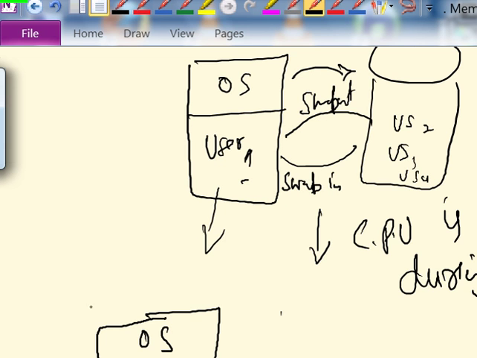And this is your user area. This is your buffer one. This is your buffer two. Now what is happening is we overlap the swapping. Basically, we are trying to overlap the swapping.